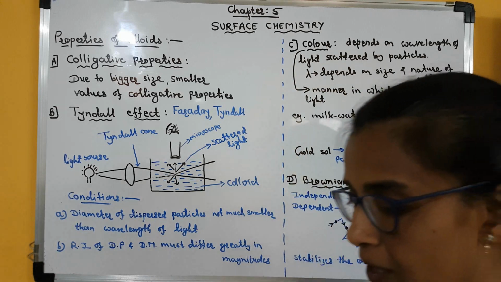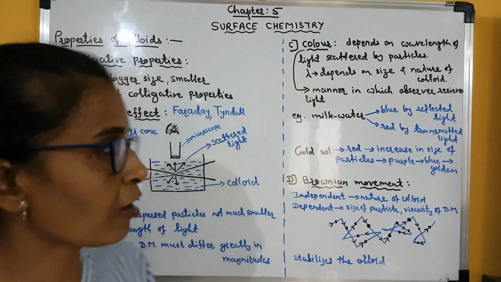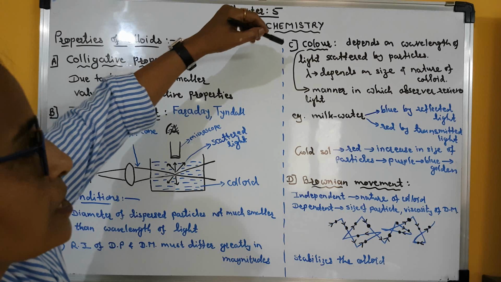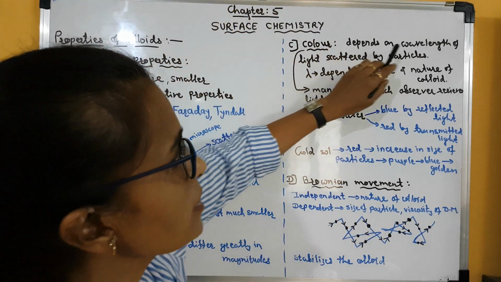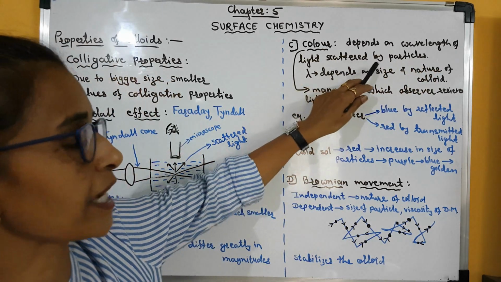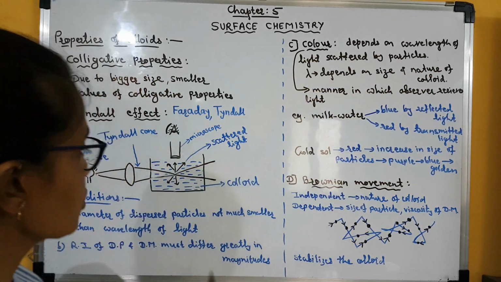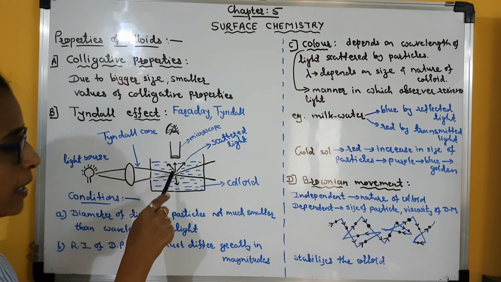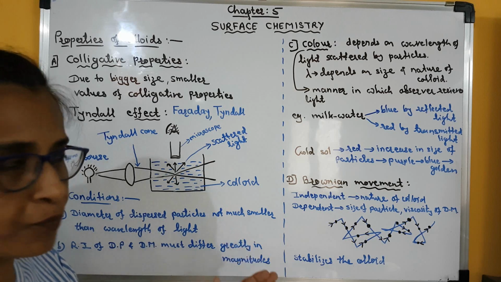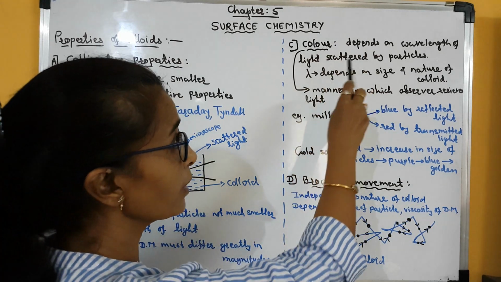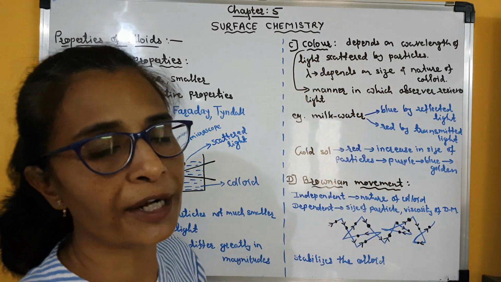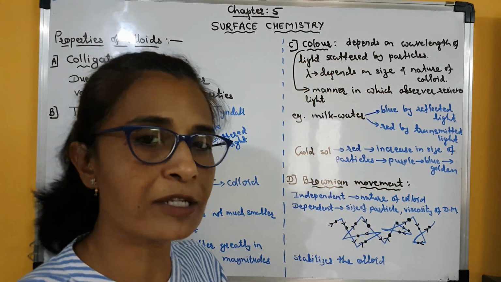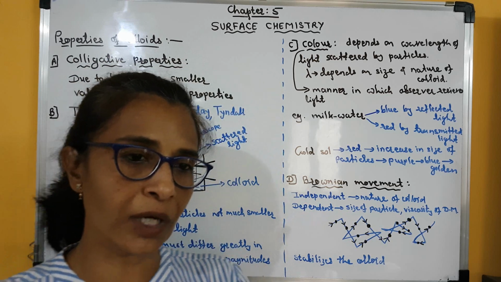Then the third property is about the color of the colloid. Now this is again an important property. The color of the colloid depends on the wavelength of the light scattered by the particles. So after scattering of the light by these particles, the color of the colloid depends on the wavelength of that scattered light.